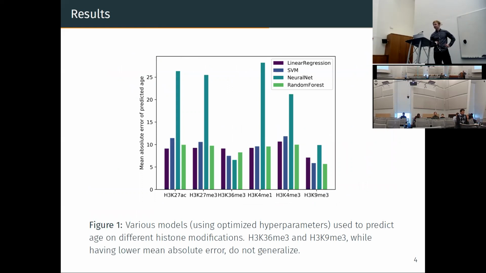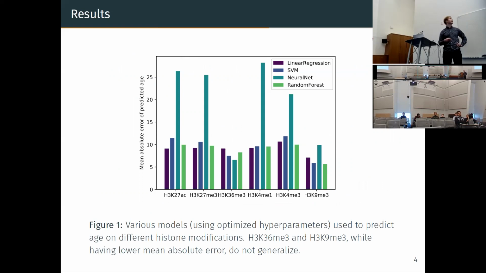And unfortunately, we didn't get very good results at first, especially with some of the more complicated models, which we thought would do much better. So the simple linear models actually seem to do the best across most of the data types.